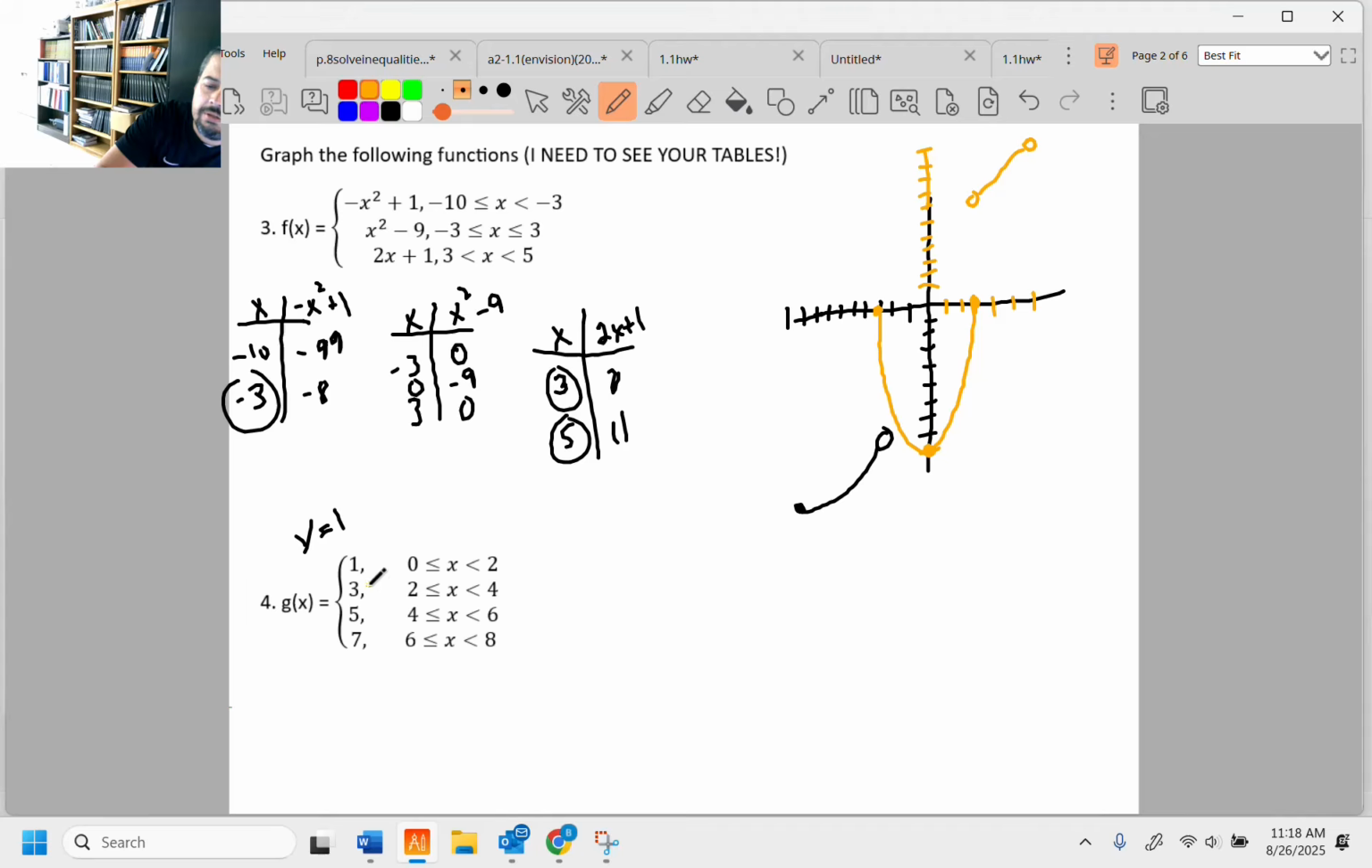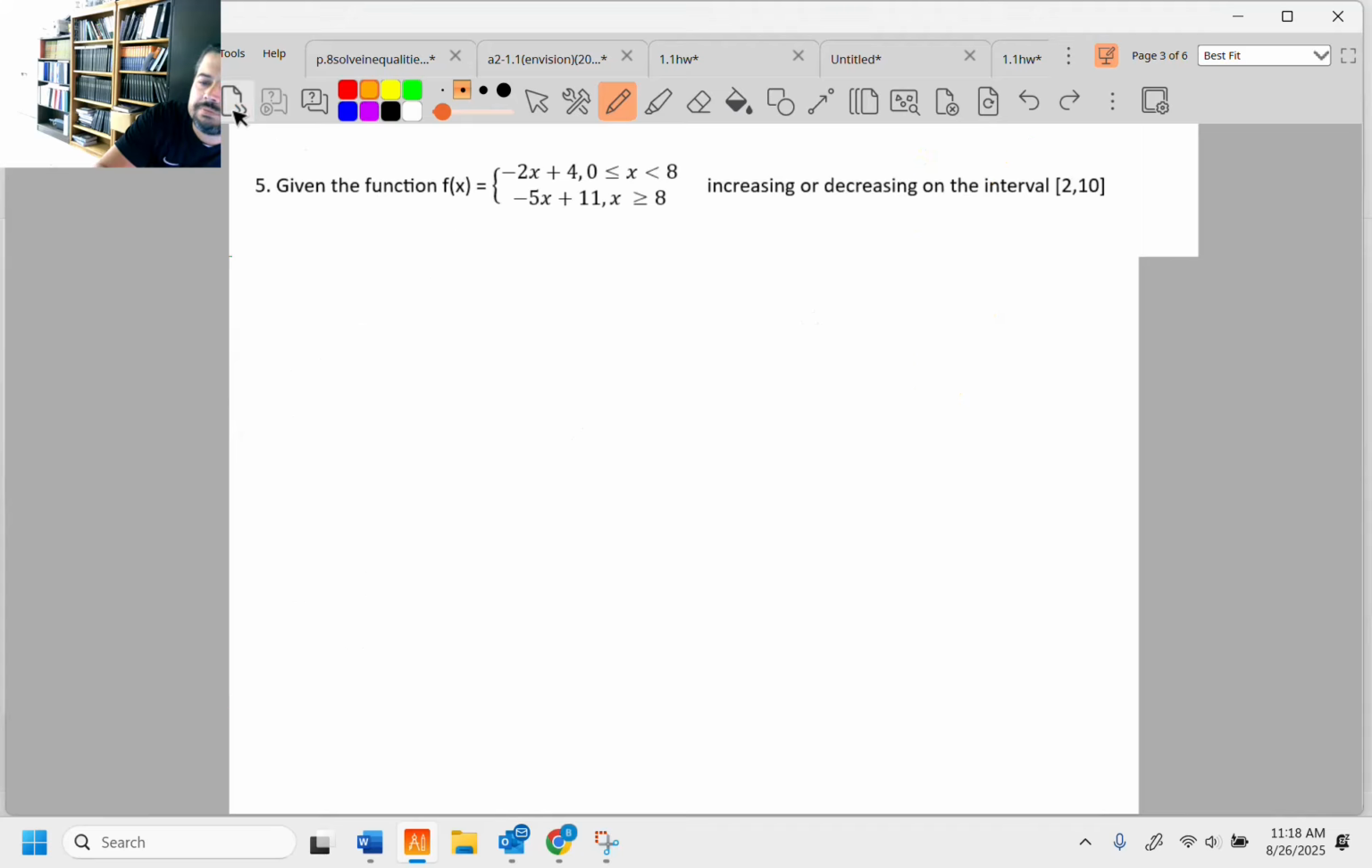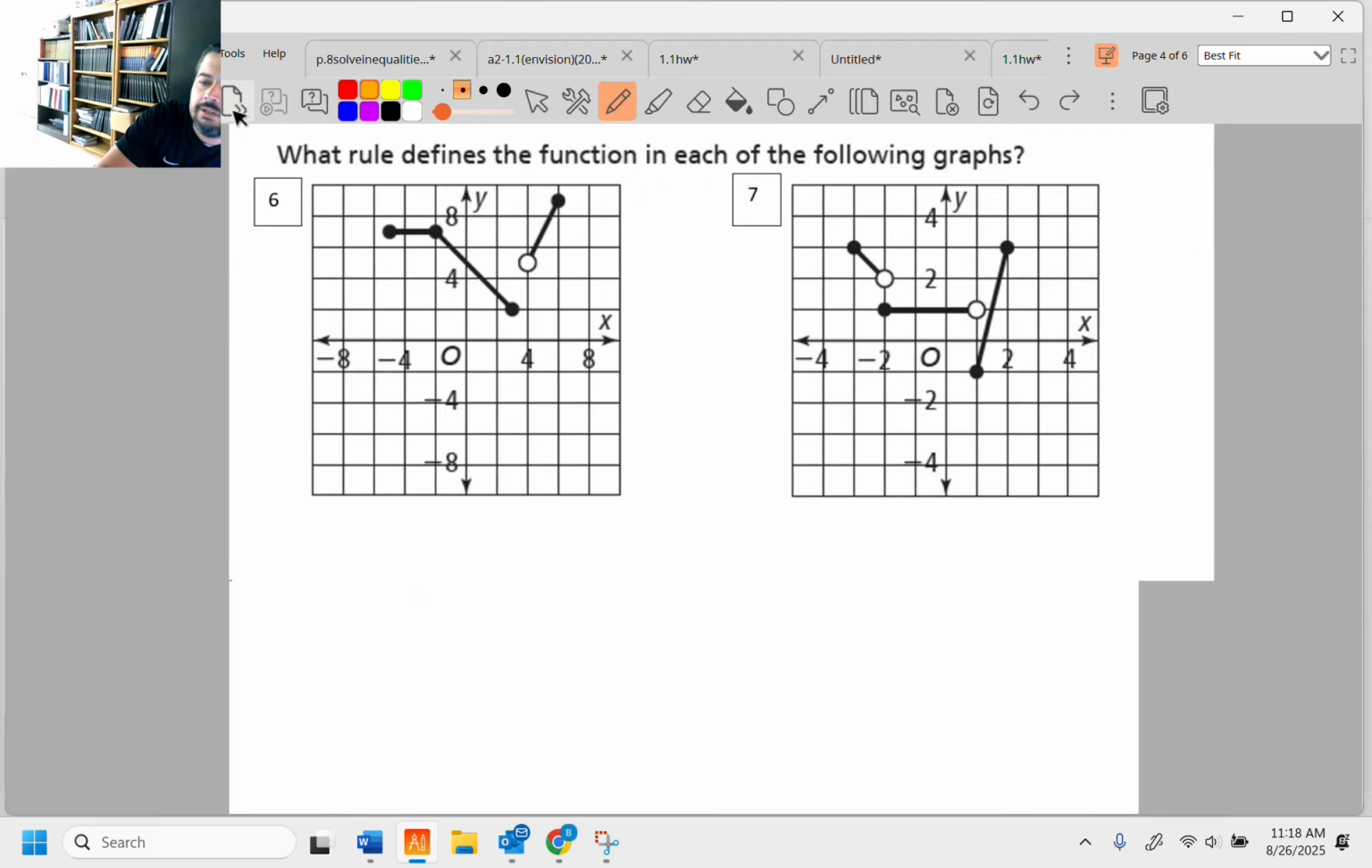4, I think, is what we call it. Looks like a step function almost. Should be a set of steps. And not interested in 5. Let's do one of these. Write a rule.